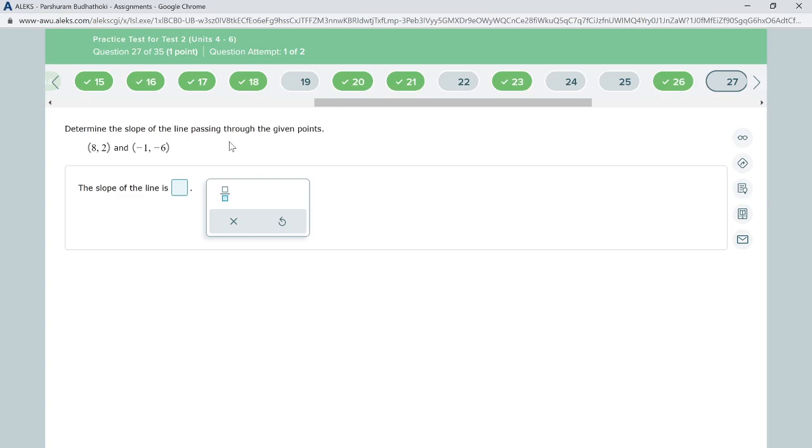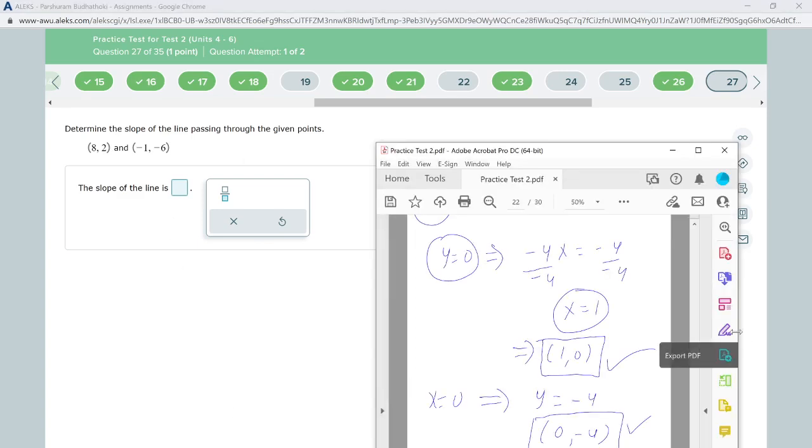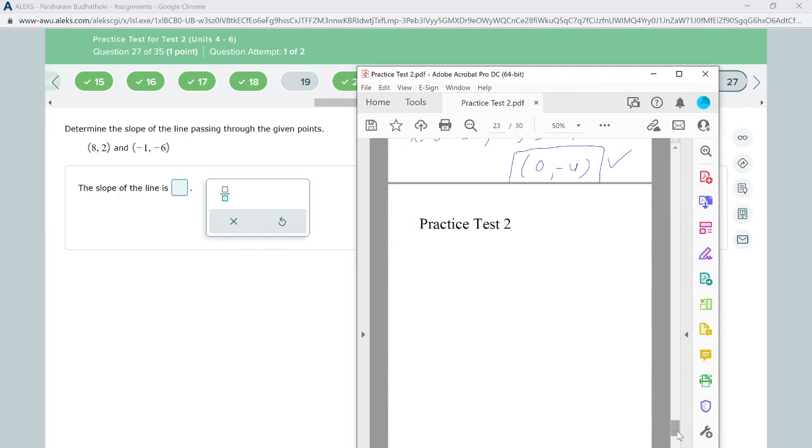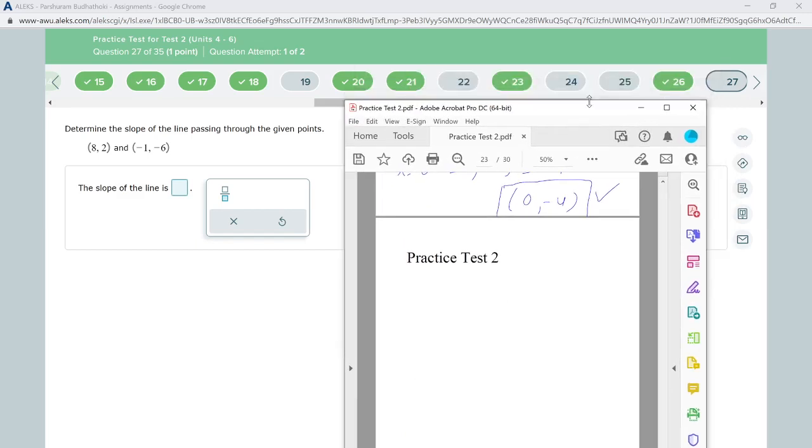Determine the slope of the line passing through given points. This is problem 27. There is a formula for finding the slope of a line passing through 2 points. If a line is passing through 2 points, let's name them the first point and the second point, x1, y1 and x2, y2. The slope of this line can be found by taking the difference between the y coordinates on the top and the difference between the x coordinates on the bottom.